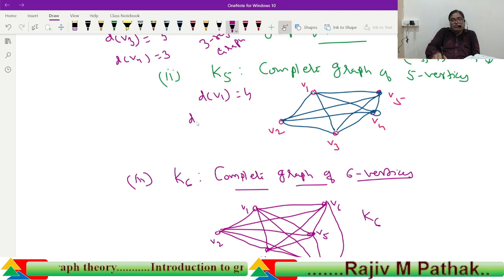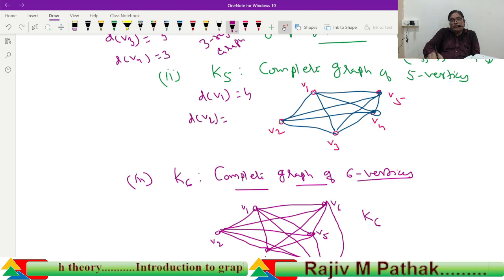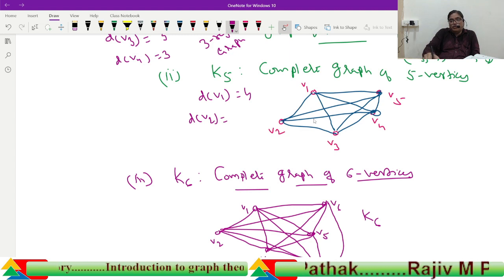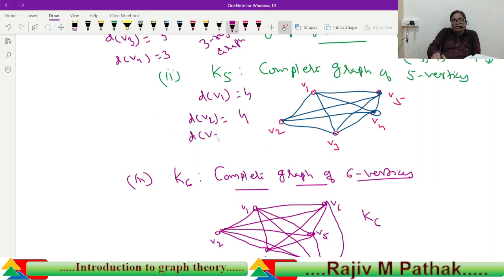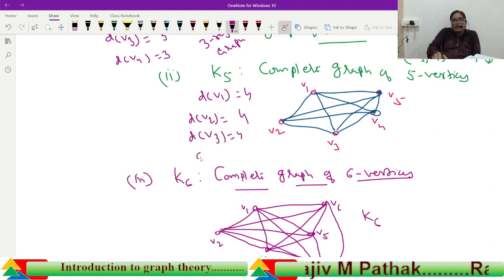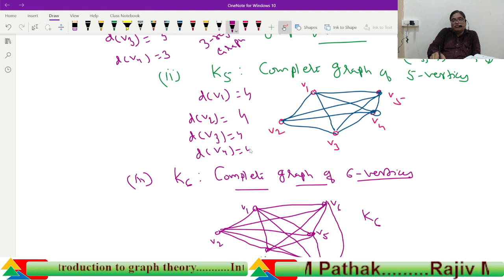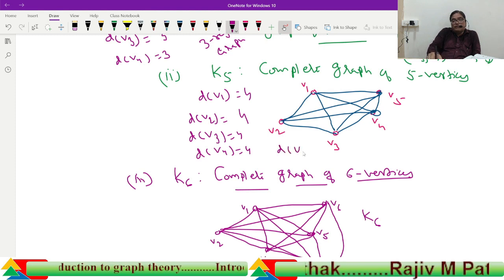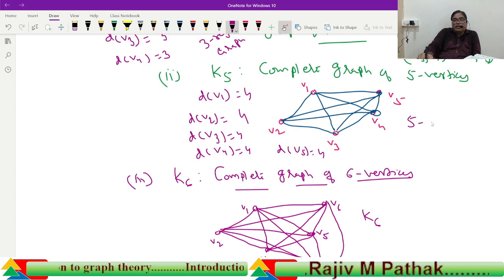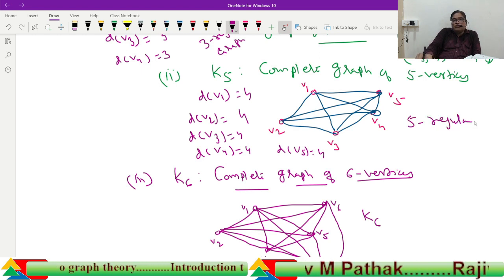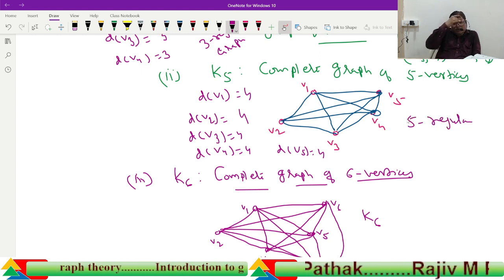Now the degree of V2. What is the degree of V2? It is again 4. V2 to V1, V2 to V3, V2 to V4, V2 to V5. If you find it this way, you will get degree of V3 is also equal to 4, degree of V4 is also equal to 4, degree of V5 is also equal to 4. So this is a 4-regular graph because the degree of each vertex is 4.